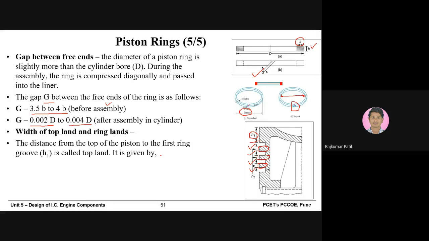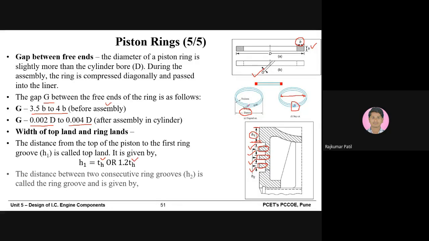First, the distance from the top of the piston to the first ring groove is denoted by H and is called the top land, and it is given by H1 equal to TH, where TH is the thickness of the piston head, or 1.2 times the thickness of the piston head.